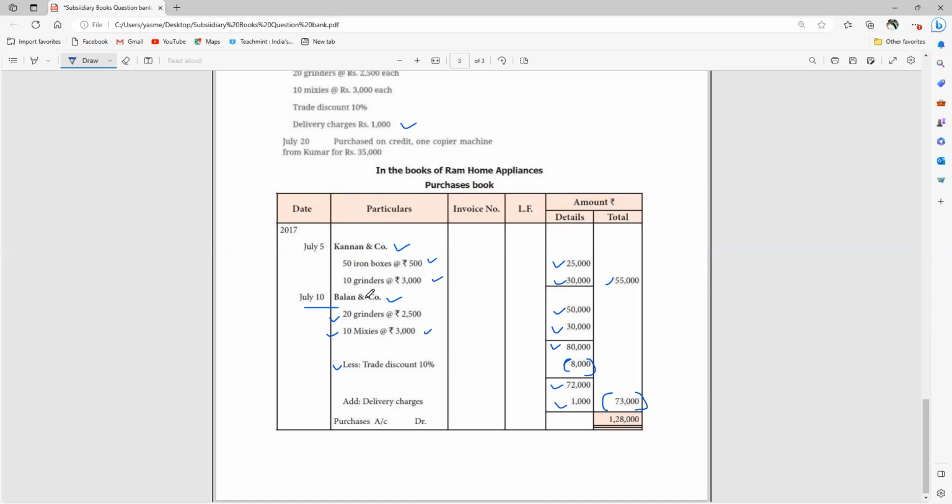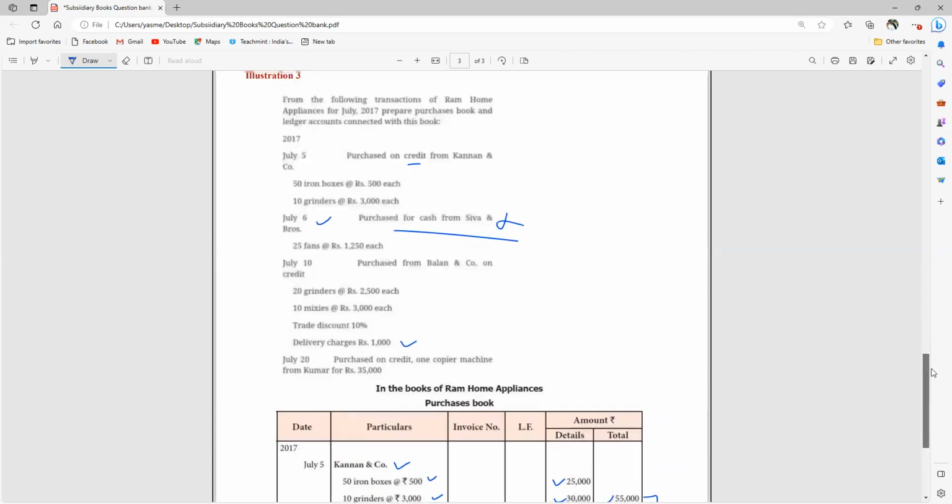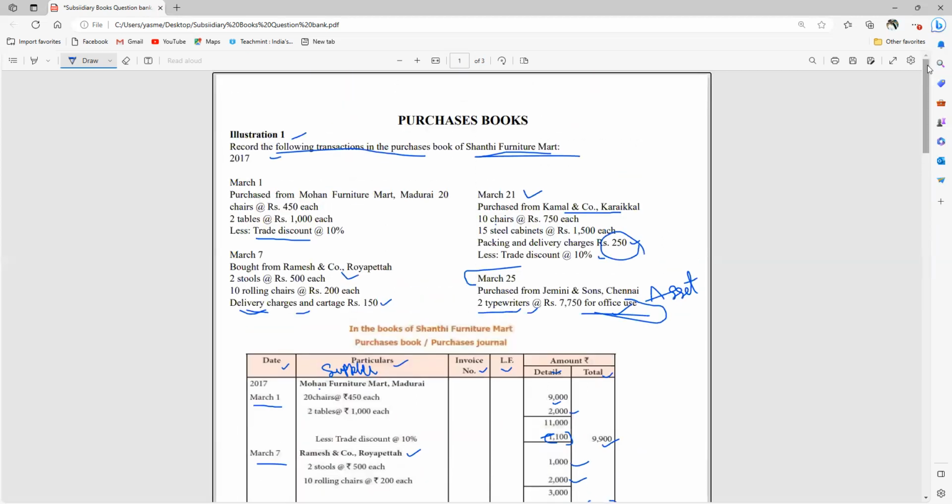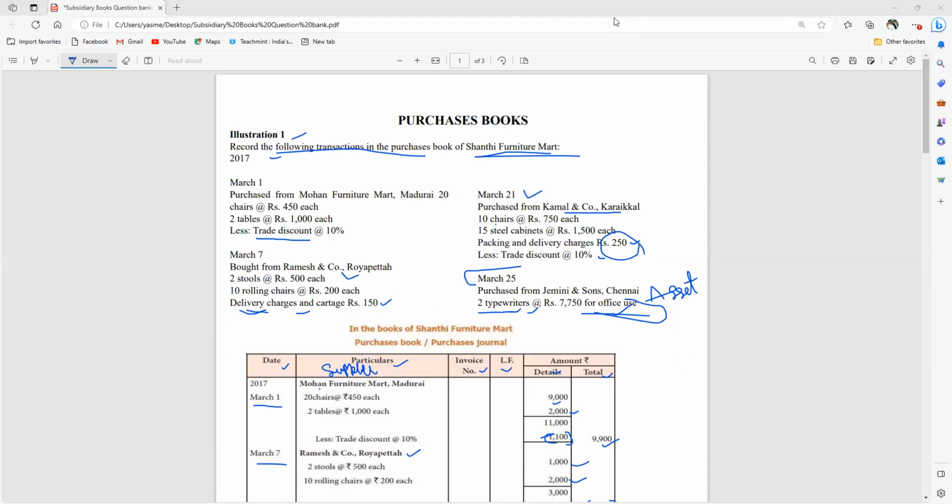Okay, so the total of the purchase book is 55,000 plus 73,000, which is 1,28,000, which we need to record in the purchase account if we are preparing the ledgers, and there we need to debit that item. Okay, so these are the three problems relating to our purchases book. In the next video, I will solve the sales book.